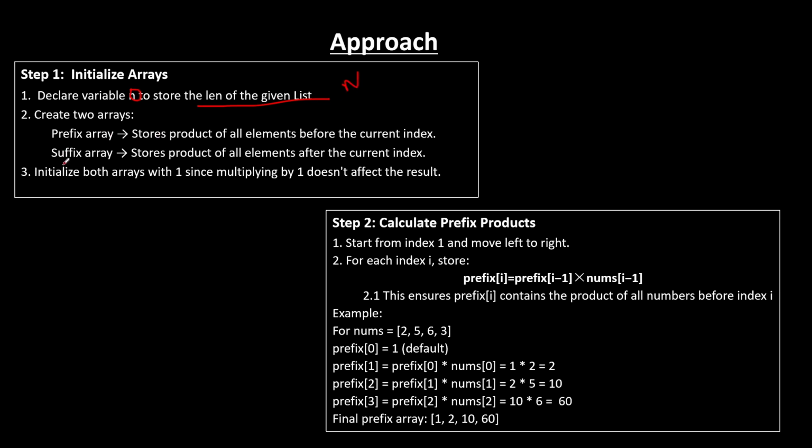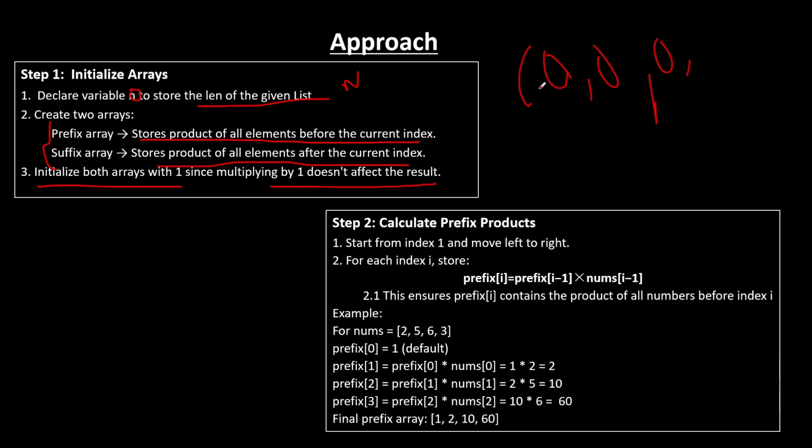Okay. Now we have to create two arrays here, prefix and suffix. This will store the product of all elements before the current index, and this will store the product of all elements after the current index. Fine. Now we will initialize both arrays with 1, since multiplying by 1 does not affect the result, because if we have zeros, it will give us 0 output for each value, but a null will give some garbage values or unexpected values, right?